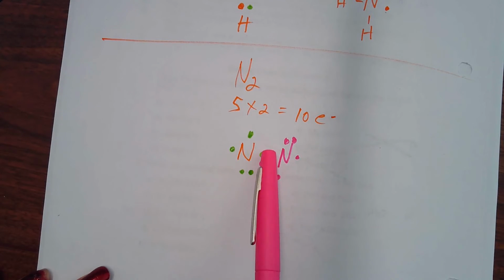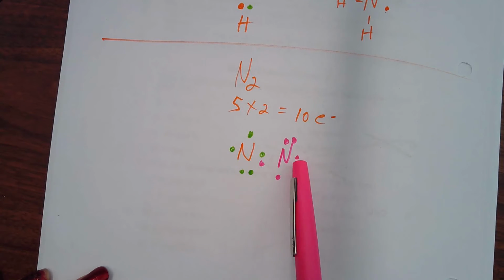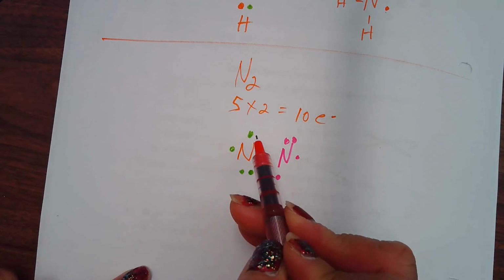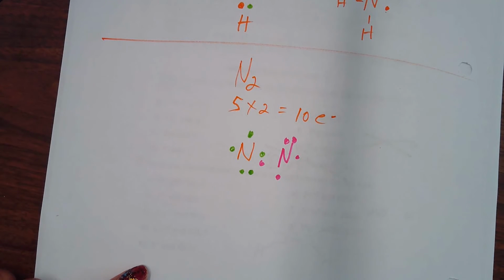1, 2, 3, 4, 5, 6. No. 1, 2, 3, 4, 5, 6. No, none of them are stable. So here we go. Look at this. You see these loose electrons there? They're going to try to make this stable.